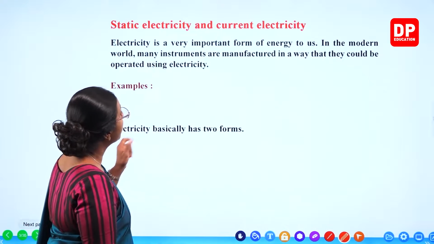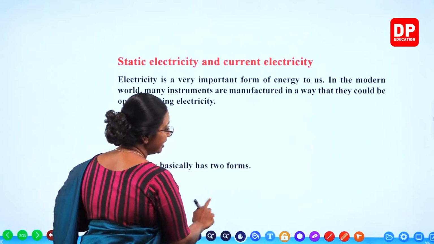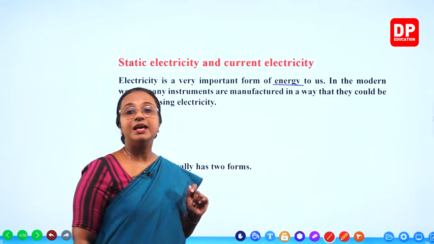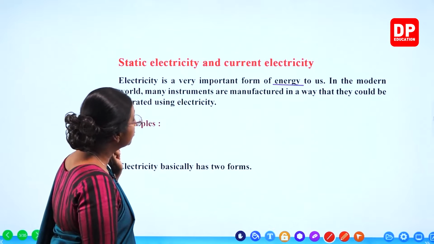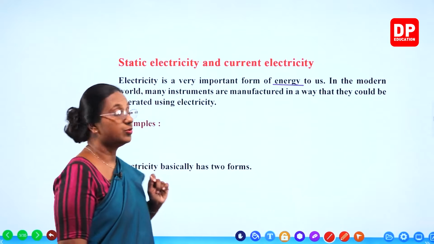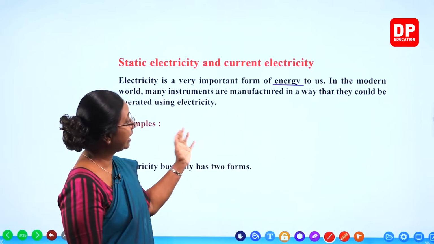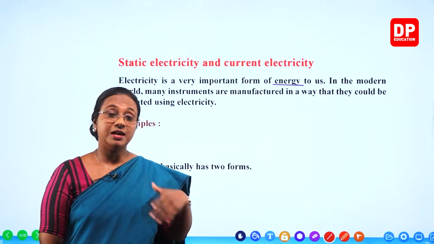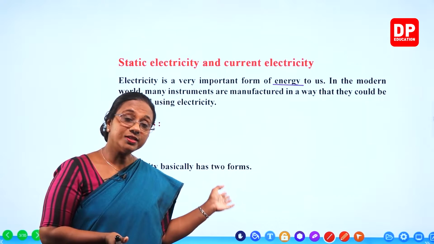Electricity is a very important form of energy to us. So as I told you all, electricity is an important form of energy, electrical energy. In the modern world, many instruments are manufactured in a way that they could be operated using electricity. You are familiar with that. Now you all are looking at the smart board. You are watching this video through the laptop. Now laptop, computers, PCs, any type of computer or the smart board.